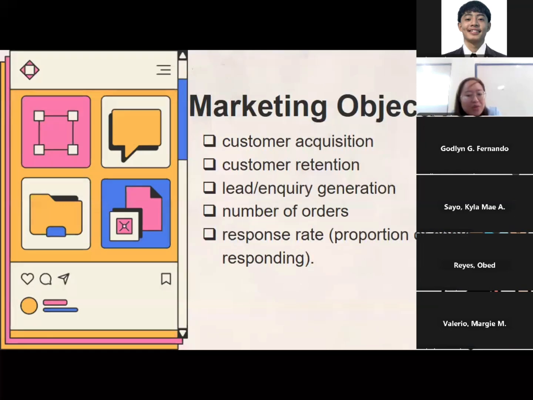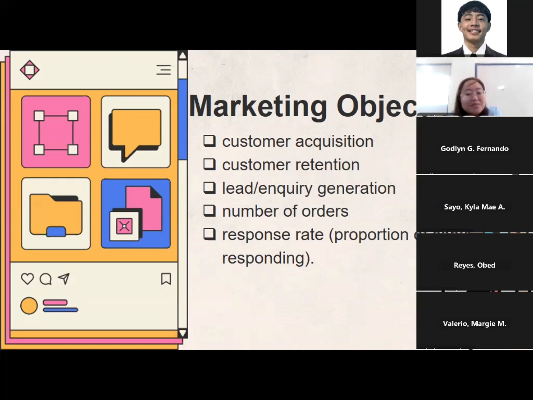Of course, another is lead inquiry generation, wherein you are attracting potential customers who show interest in the product or service, just like HubSpot. They use content marketing such as free ebooks and webinars so that they can generate leads and attract potential customers interested in their marketing software.